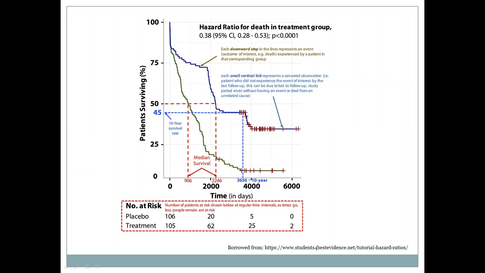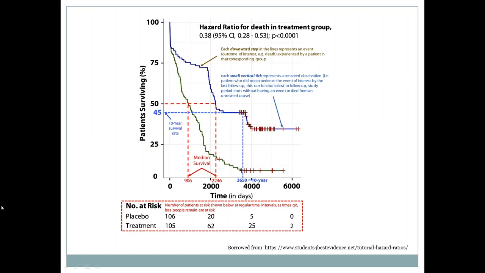Okay, so the censored again is a patient who did not experience that event of interest. They were alive at the end of the study. Now this can be due to being lost to follow-up, and the study period could end without an event, or because the patients died from an unrelated cause, which we already talked about.